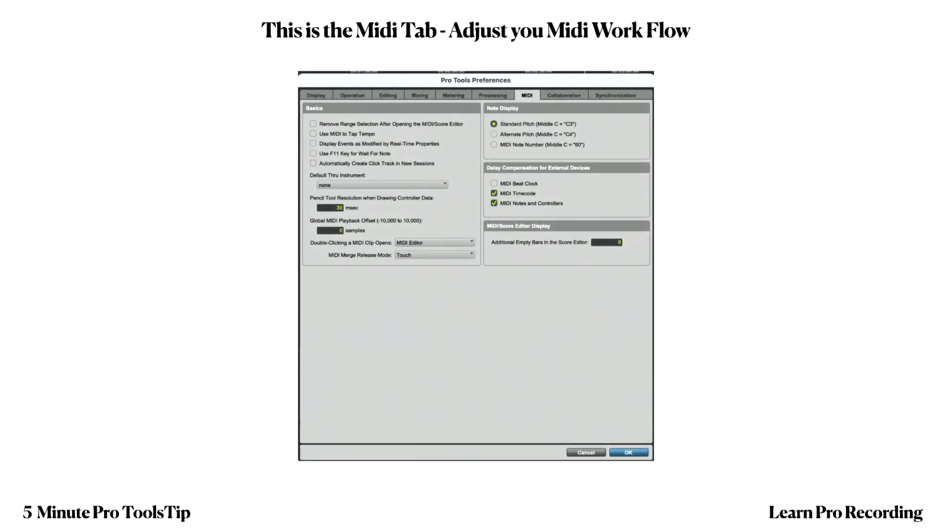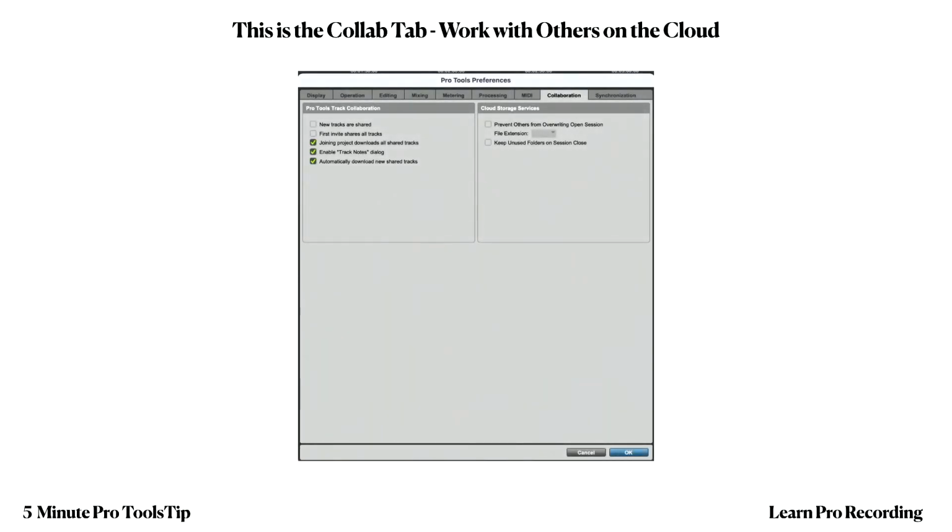This is the MIDI tab. You can adjust your workflow in MIDI. I don't change any of this. Like I said, I'm not a producer in Pro Tools. We use other tools to produce when we have to make music. I don't change any of this. You can if you want. It's there. It's available if you want to try, if you need to change that.